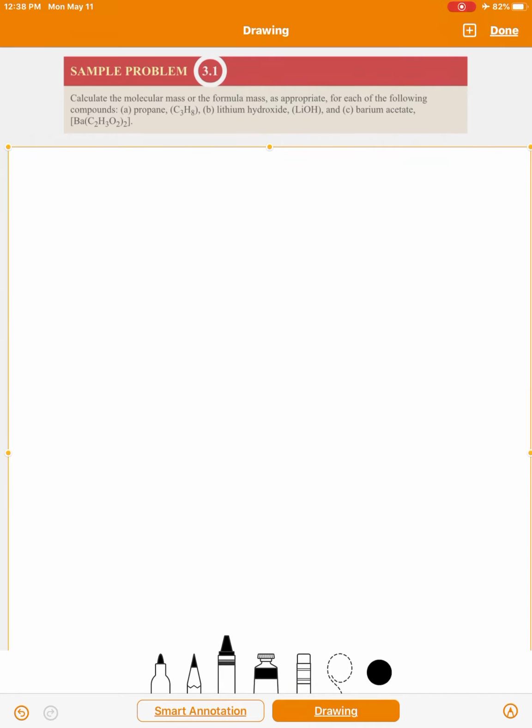By the way, the square brackets that you see with the barium acetate are just there for editing purposes. There's no chemical meaning to the square brackets.